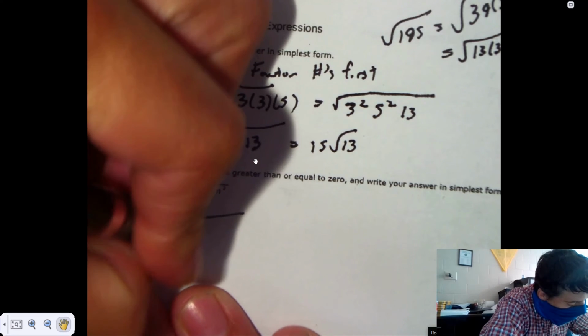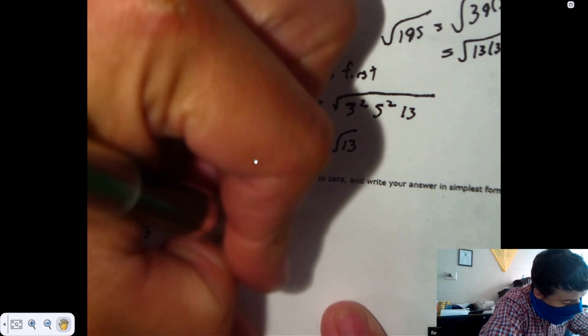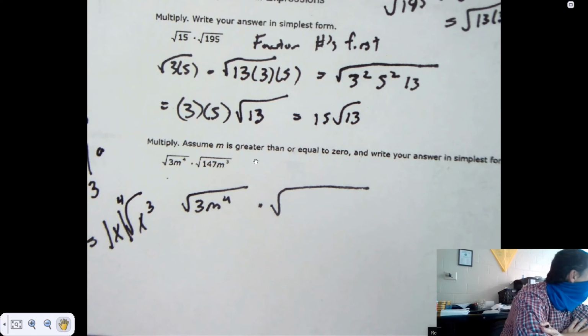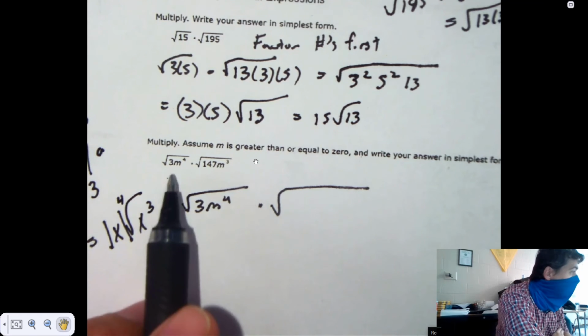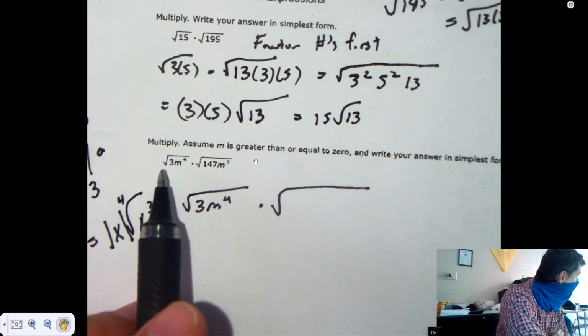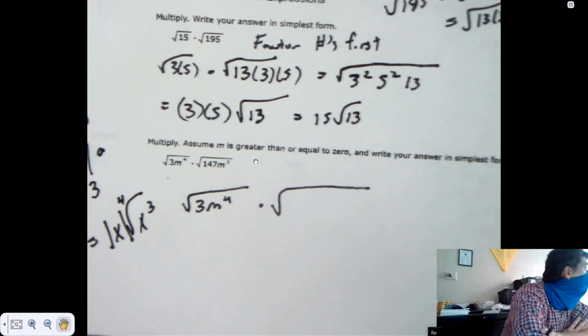Before I do anything, I'm going to break apart that 147. What are your factors of 147? There's usually a hint in the first one. Usually one of the other radicals gives you a hint. See that 3? That's a hint. How many times 3 under 147? How many times? 49.